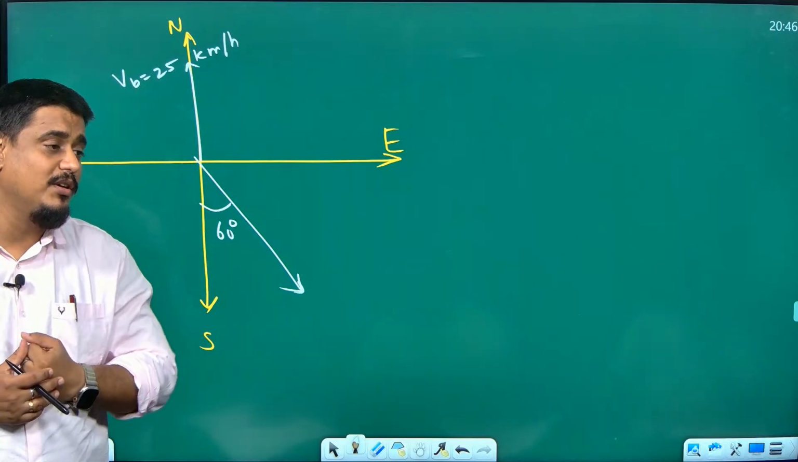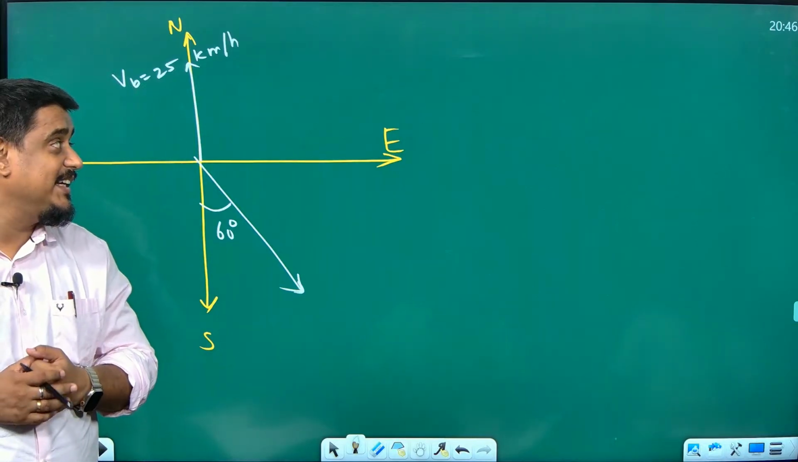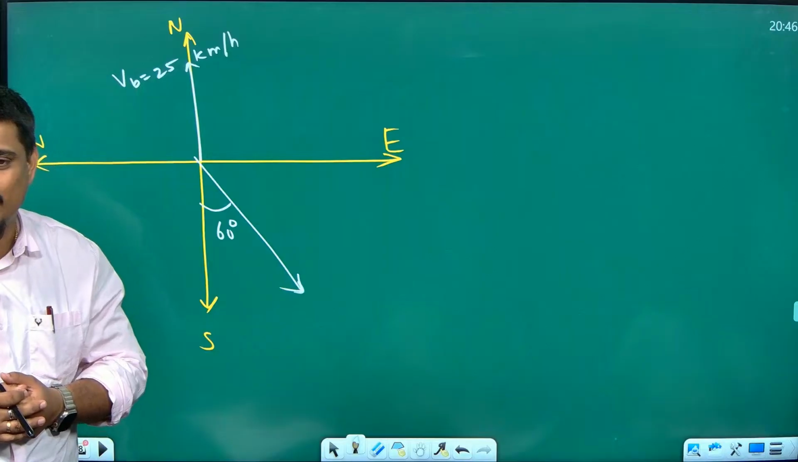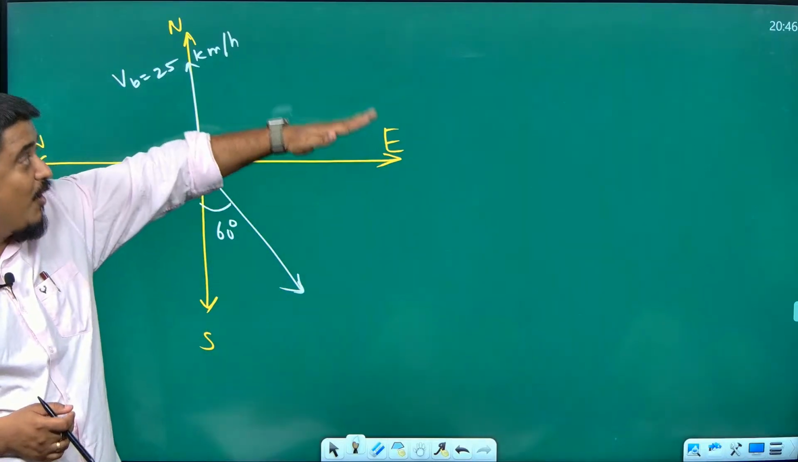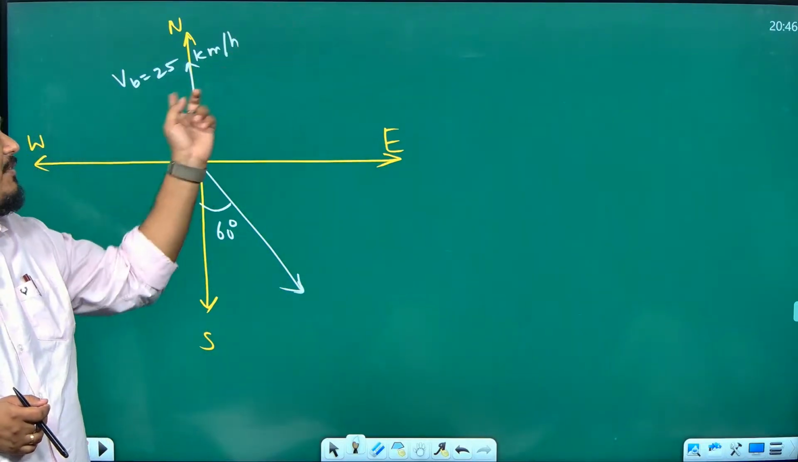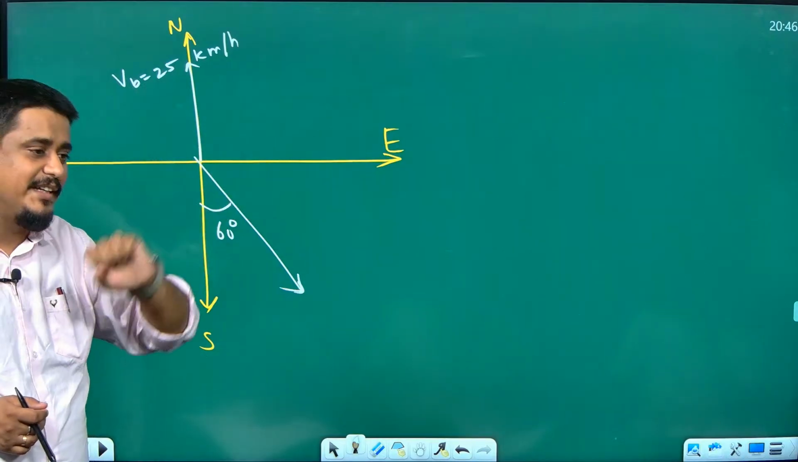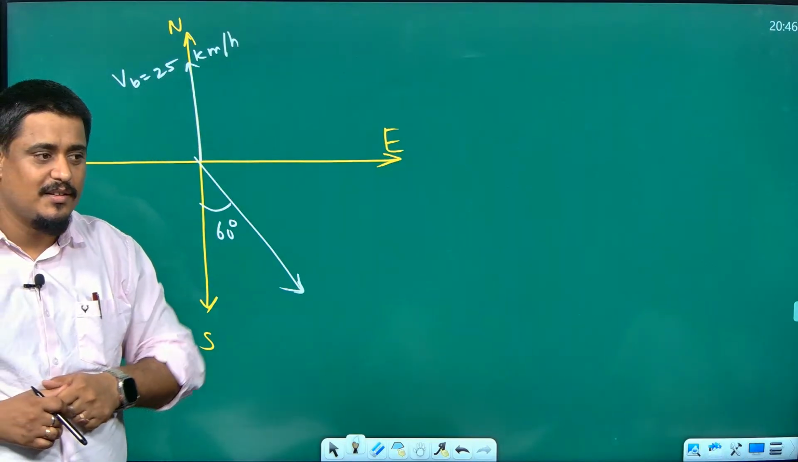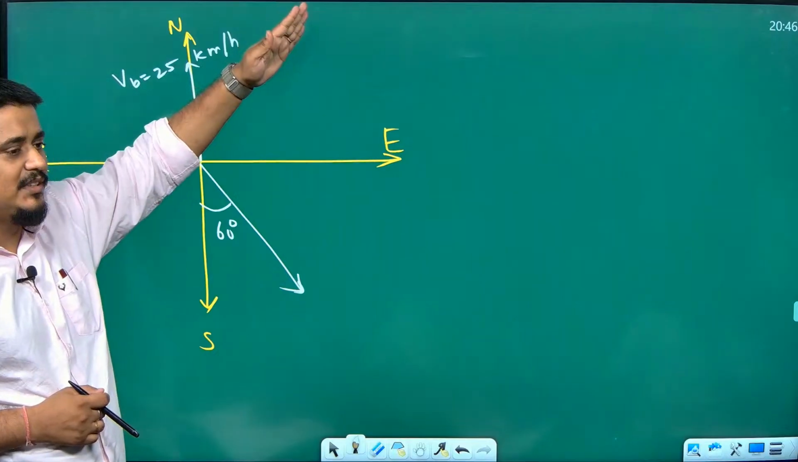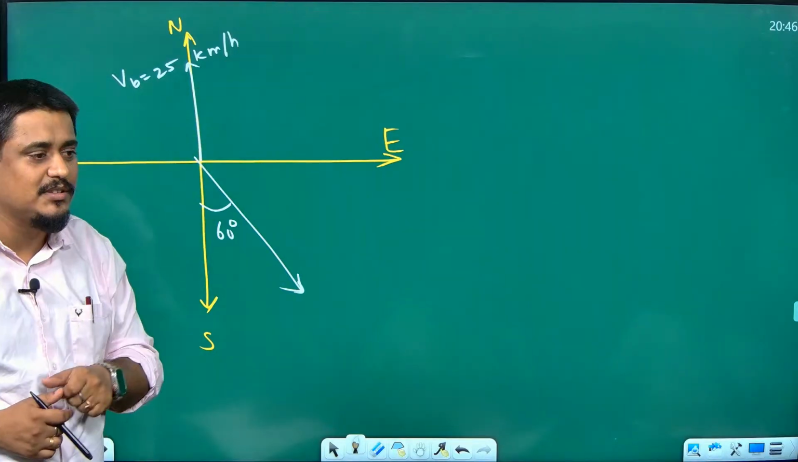If they would have told 60 degree north of east, where will I go? North of east. The angle between them will become 30 degree. 60 degree north of east. So 60, 90 minus 60 is how much?